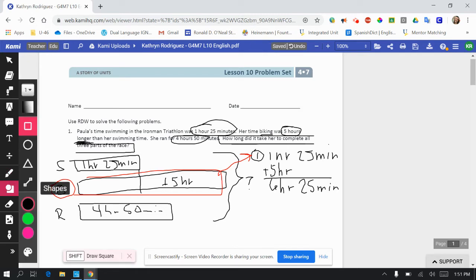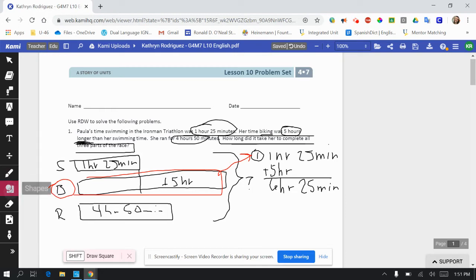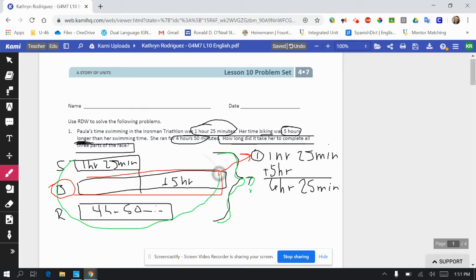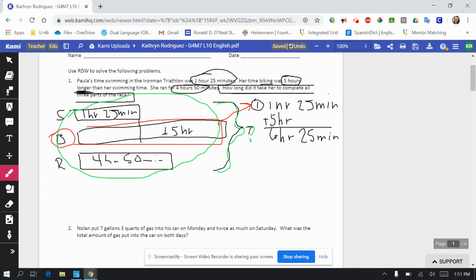All right, then my second step. Let's go with that. Second step, then I'm going to add up all 3. So I'm going to take all 3 of these and add them up. Step 2. 1 hour, 25 minutes. 6 hours, 25 minutes. And 4 hours, 50 minutes.